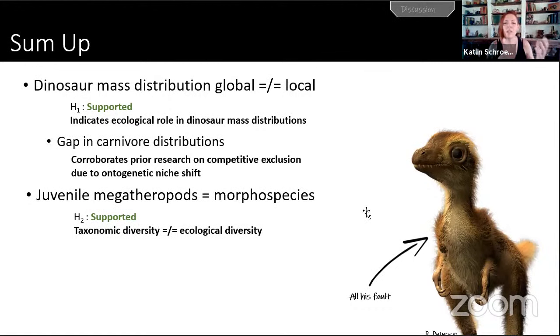And then finally, we looked at juvenile megatheropods and found that they would have wielded significant energetic and competitive influence over their communities. So this is really important, right? Because the influence of those juveniles, the influence that they exert over their environment will affect everything from energetic studies to biodiversity to extinction and speciation.